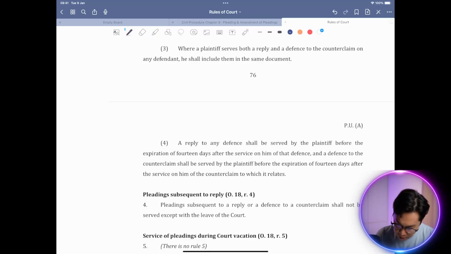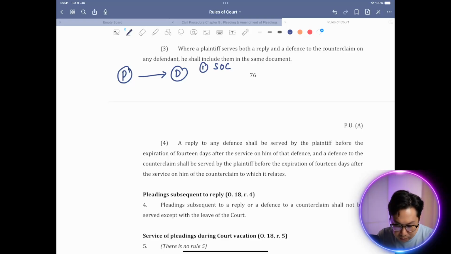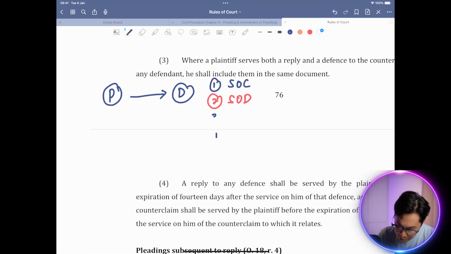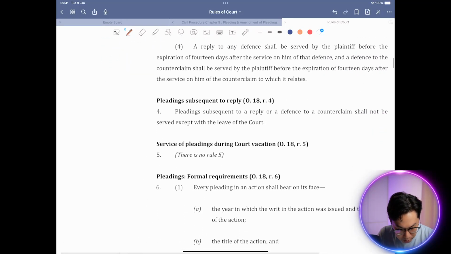First, here, the plaintiff sues the defendant, or Alex sues Mr. Lee. The first thing the plaintiff will send is the statement of claim, correct? After that, I use red color, which is the defendant. He will send back a statement of defense. If the plaintiff wants, the plaintiff can send back a reply to defense. At the same time, here, you can have a counterclaim. Counterclaim.